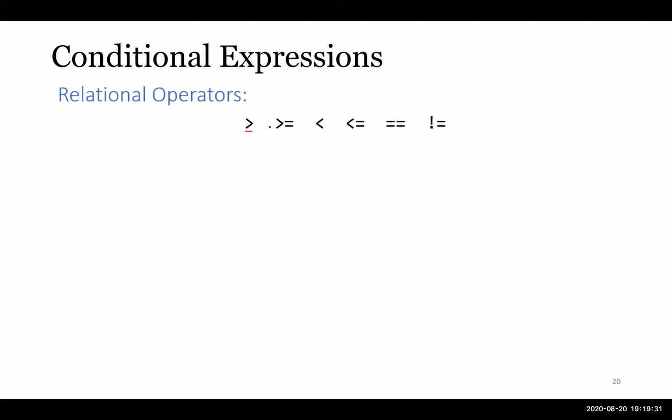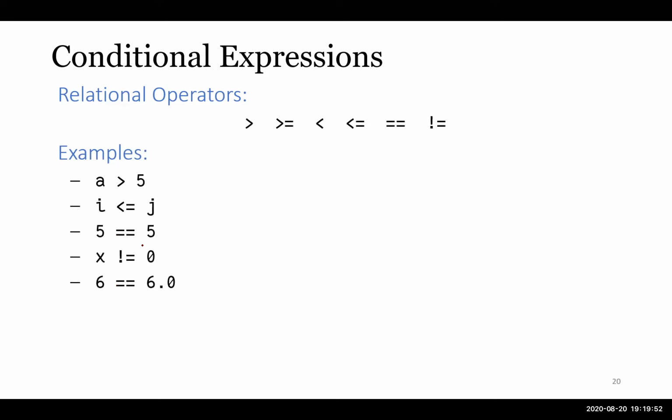So this is your more than or equal, less than or equal. This is your equivalent. This is your not equal. This is a bit different: if you use a single equal, it means assignment. Double equal means, is it equivalent in value? So for example, A more than 5, things like this. You use variables and check them. You can also ask whether 6 is equivalent to a real number 6.0.